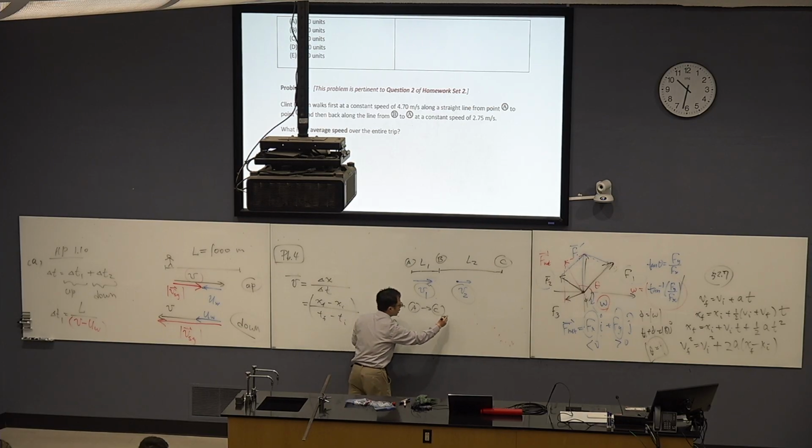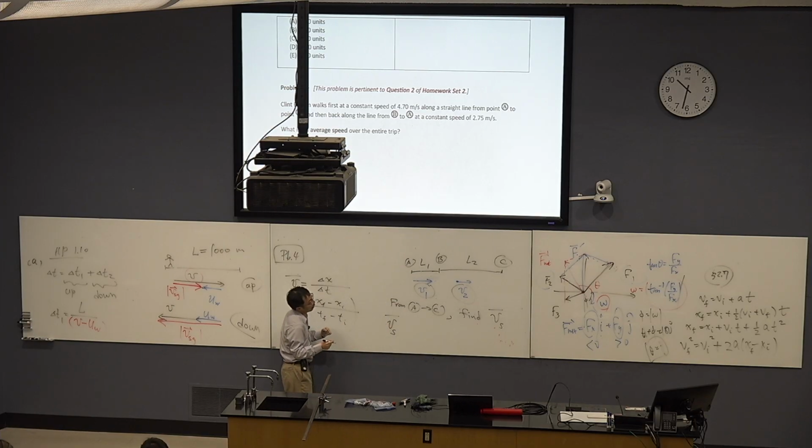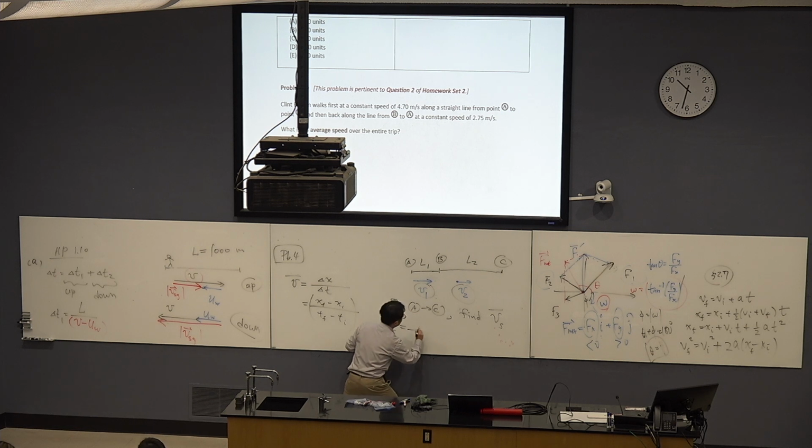From A to C, find the average speed. Find this average speed here, V bar S. So what is that V bar S? Be careful, what's the definition of average speed? It's the total distance traveled over the total time required. Average speed is the total distance d over the total time required.